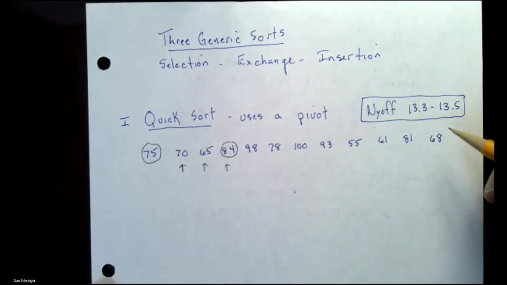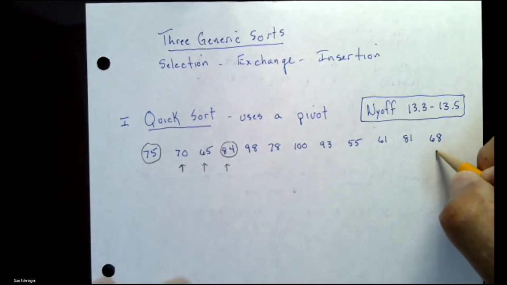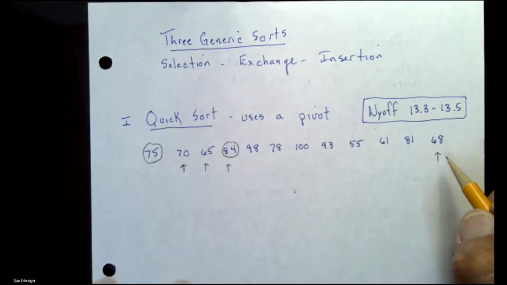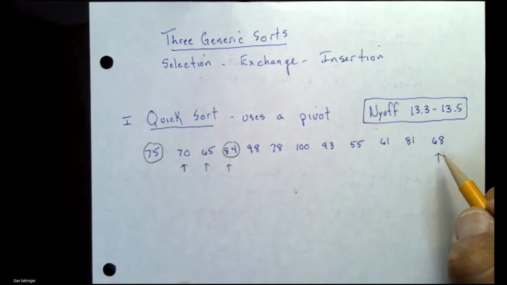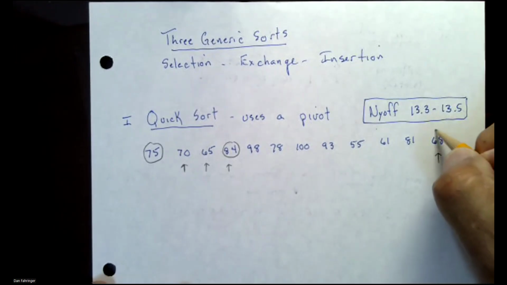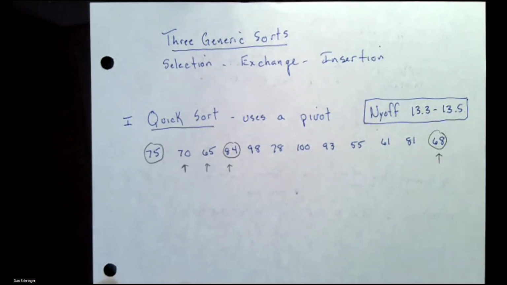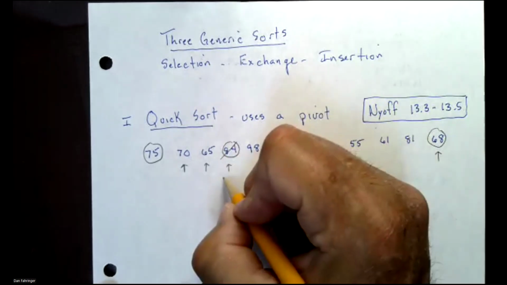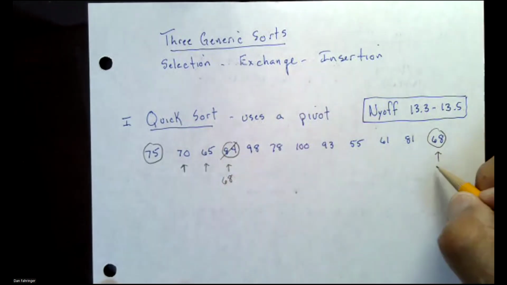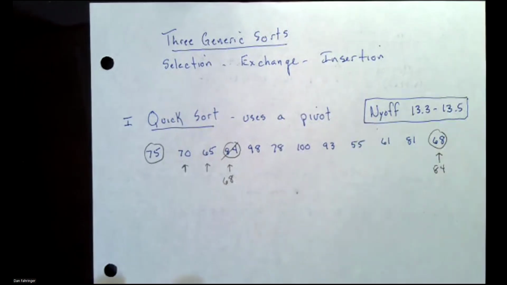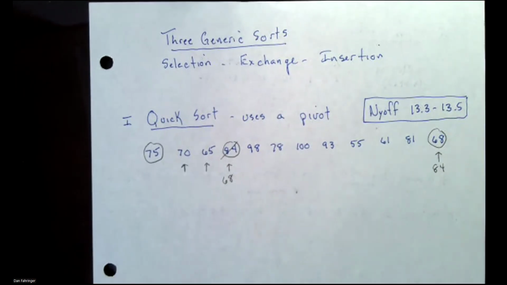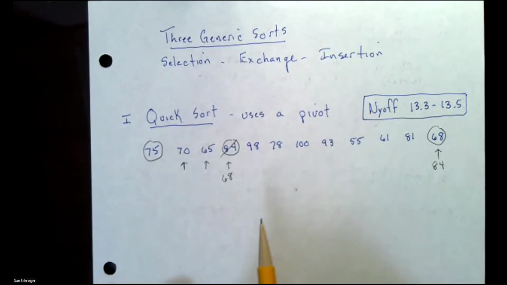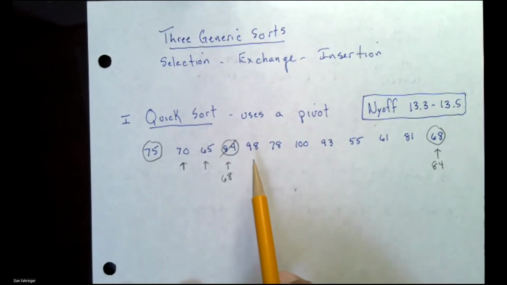Now I'm going to go over to the right. This time I'm checking, is it larger? The answer is no. As a result, I switch these two. This is now 68. This is now 84. Come back to the left and repeat.